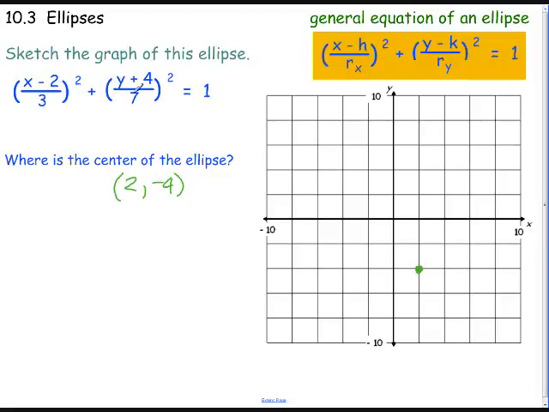And this has its major axis, the larger number on y, so it's vertical. So I'm going to go 7. This is 2, 4, 6, 7. Here's part of the ellipse. And 2, 4, 6. And then my minor axis, which is going to be perpendicular to the major one, is 3. So I'm going to go 3 away from the center. 3 away from the center.